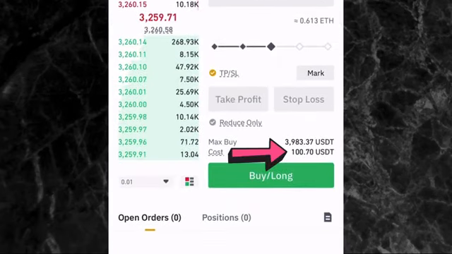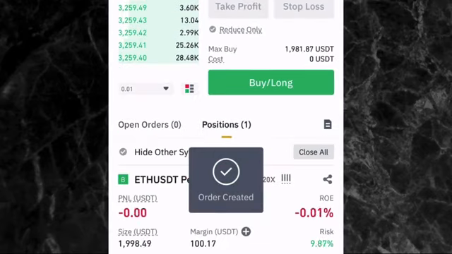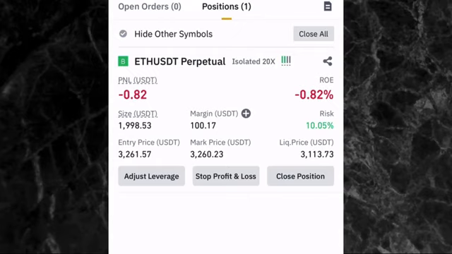And then once you come down here, you see the cost is $100. So you're entering this trade with $100. Once you tap on buy or long, the trade will be open. Once you tap on position, you will see your trade under position. You can see it right here under position.